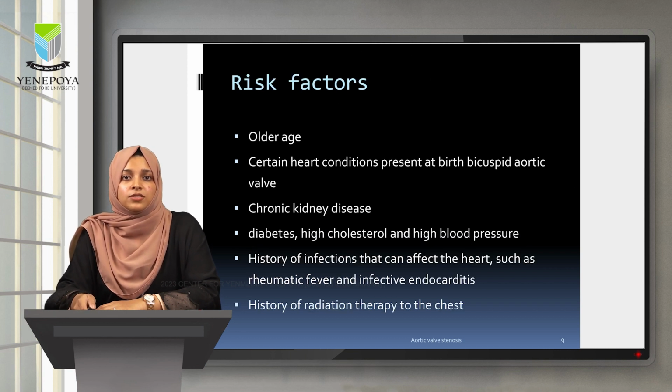We will continue with the risk factors. What are the risk factors one can have? First one is older age. Certain heart conditions present at birth, like mentioned before, bicuspid aortic valve. Next, chronic kidney disease, diabetes, high cholesterol and high blood pressure, history of infections that can affect the heart such as rheumatic fever or infective endocarditis, and history of radiation therapy to the chest.